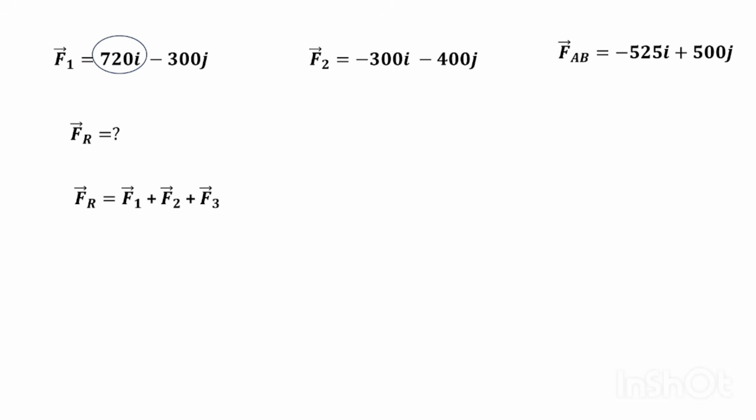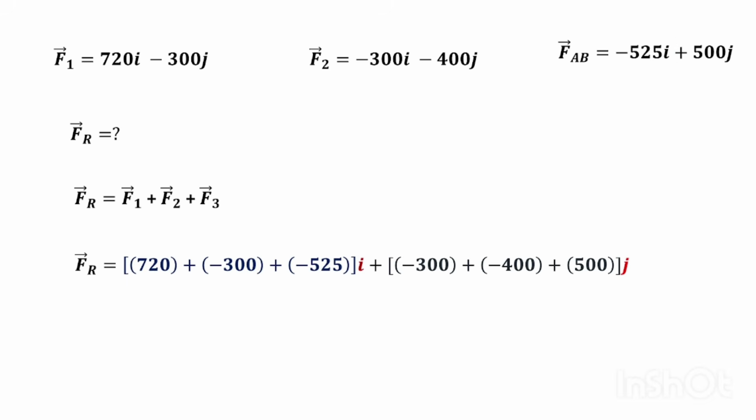So to do this, we're going to add up all the I components together, and after doing that, we add up all the J components together, and that will give us one straight equation, which shows all the I components added together and tagged I, as well as all the J components added together and tagged J. So if we evaluate this further, we get our resultant force to be minus 105I minus 200J. Well, basically, this is what we are looking for.